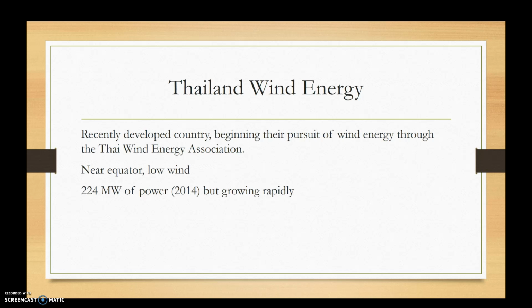So starting with Thailand. Like I said, it's a recently developed country. They just started their pursuit of wind energy through the Thai Wind Energy Association. It's really near the equator, so there's not a lot of wind down there. They do have the capability of offshore wind, but they have not implemented that yet. In total, by 2014, Thailand could generate 224 megawatts of power, but it is growing rapidly because it is newly developed and they're developing very quickly.